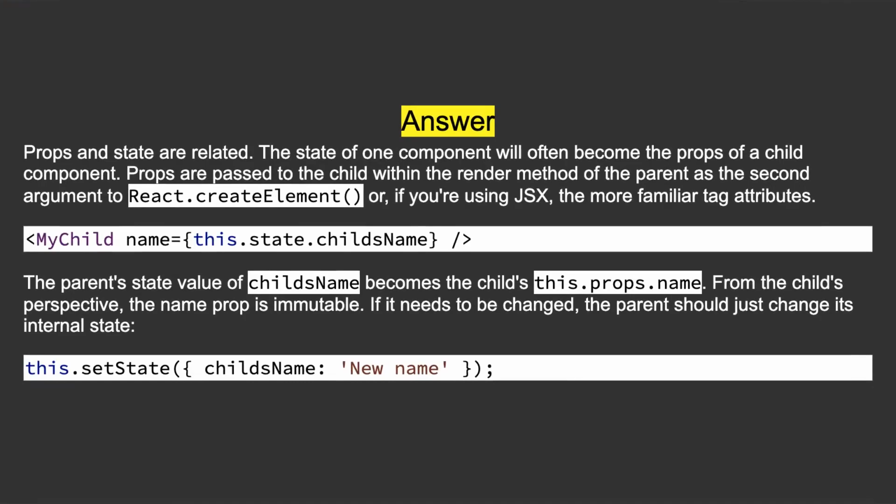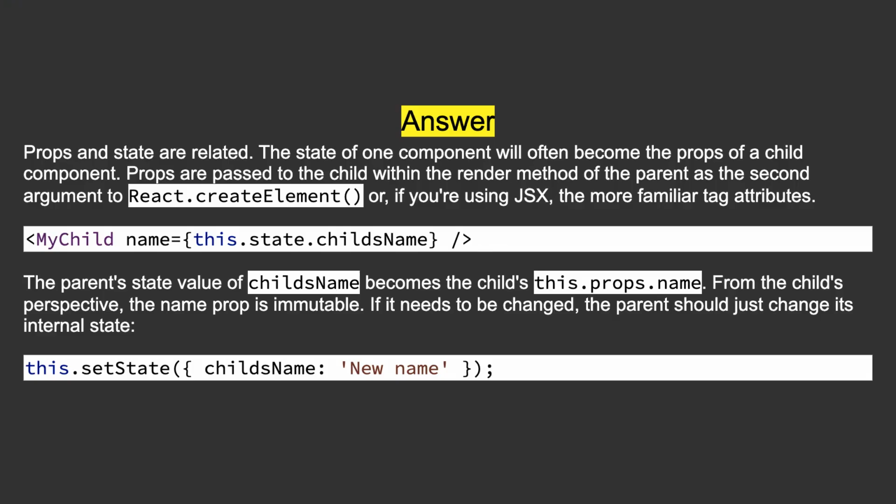Props and state are related. The state of one component will often become the props of a child component. Props are passed to the child within the render method of the parent as the second argument to React.createElement, or, if you're using JSX, the more familiar tag attributes.